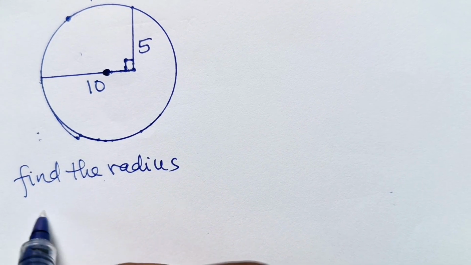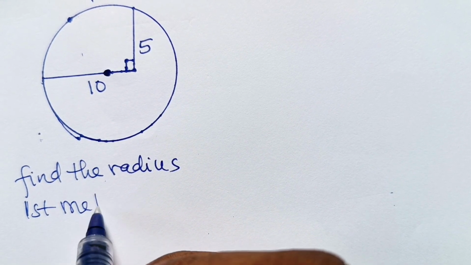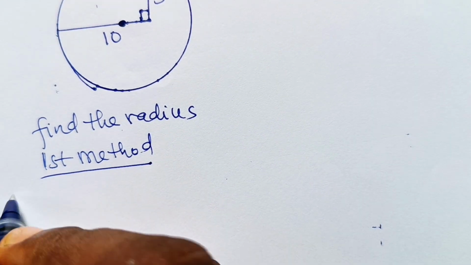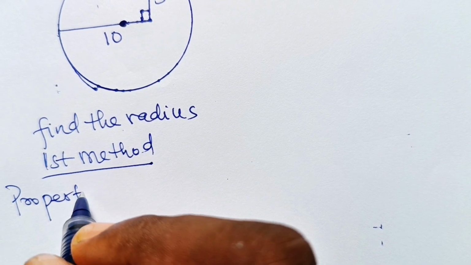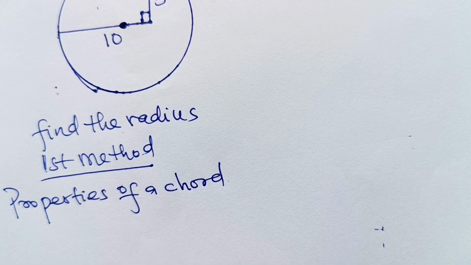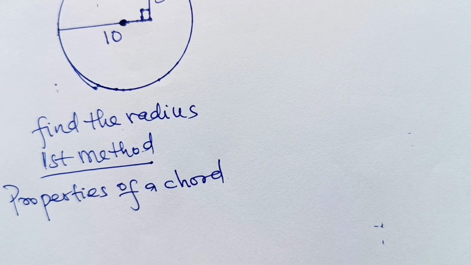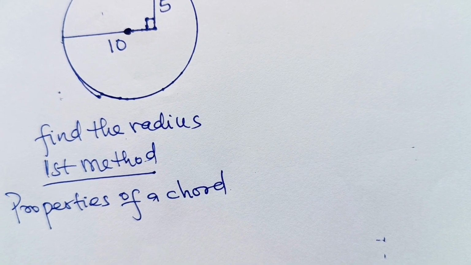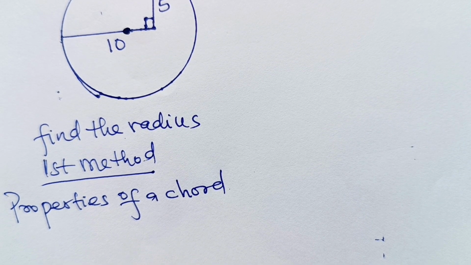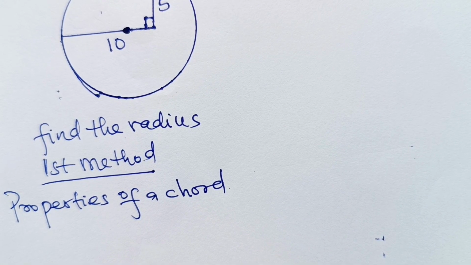The first method, we are going to make use of properties of a chord. Using the properties of a chord, the first thing we need to remember is the property that says that a perpendicular dropped from the center divides a chord into two equal parts. A perpendicular dropped from the center divides a chord into two equal parts.